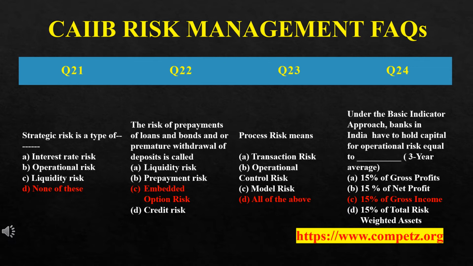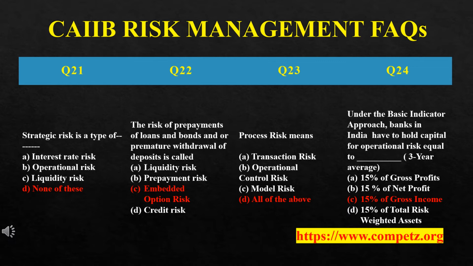The next question is about process risk. So what is process risk? There are 4 options given: transaction risk, operational control risk, model risk, and all of the above. So what will be the answer? Process risk means all of the above. They will be having transaction risk, operational risk and model risk. So that is called process risk.